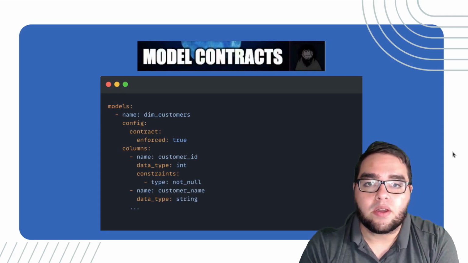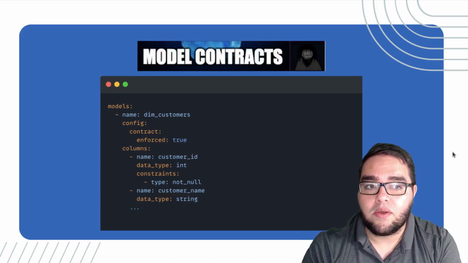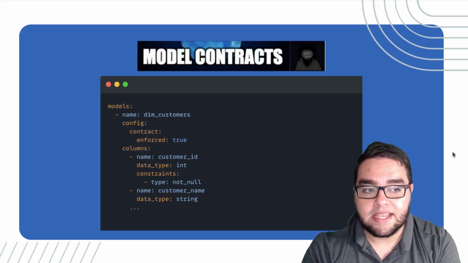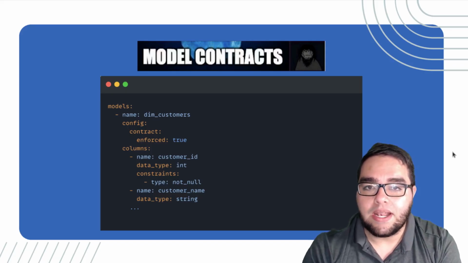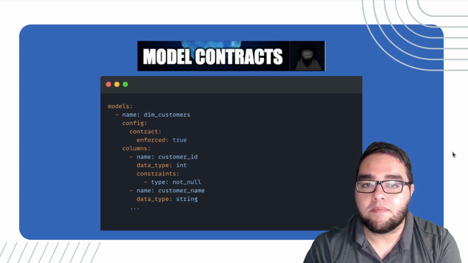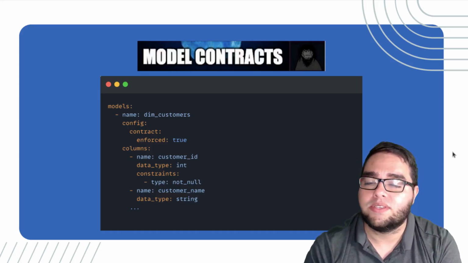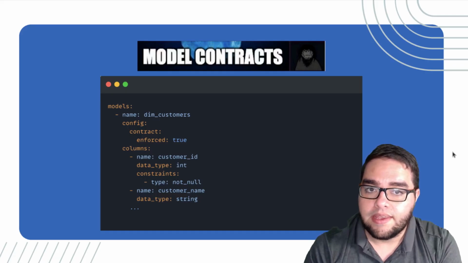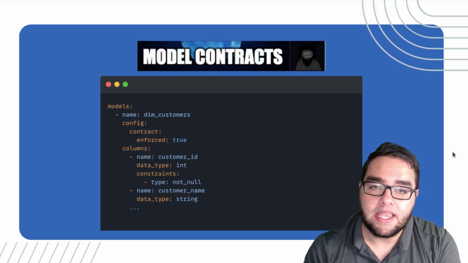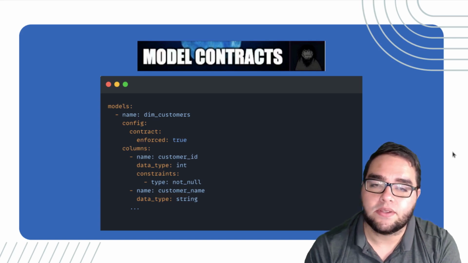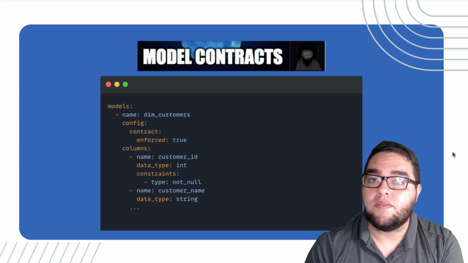And the final one that we're going to cover today is model contracts. We already saw how you can define things like data types and constraints inside of your YAMLs. What I didn't really tell you is that under the model name, if you add a little config block that says contract and you say enforced equal true, DBT is going to fail when one of these characteristics that you specify, either these constraints or these data types, does not match the model that you're trying to build. Which is kind of really nice.